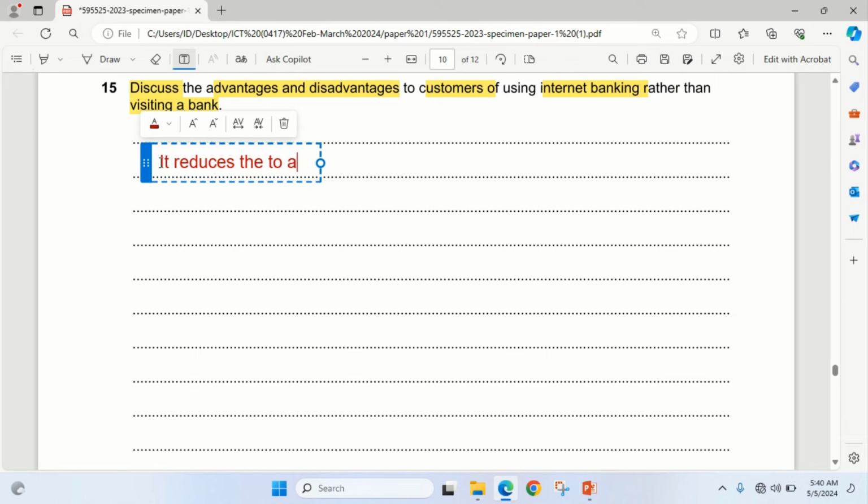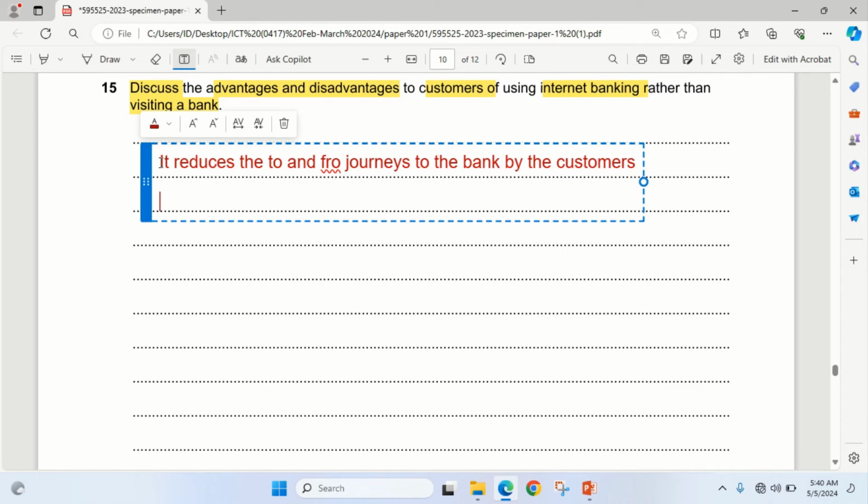Reduces the to and from journeys to the bank by the customers. So that means they can stay at home and carry out their bank operations. It saves money as fewer journeys are made traveling to the bank. So it saves traveling costs.